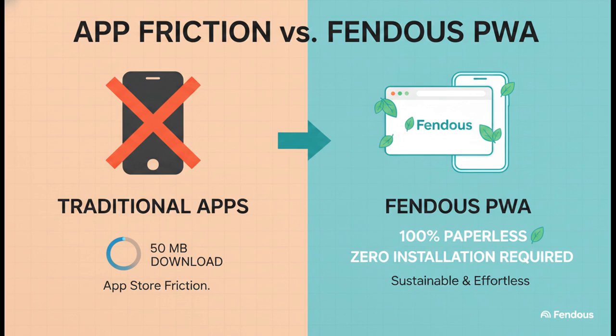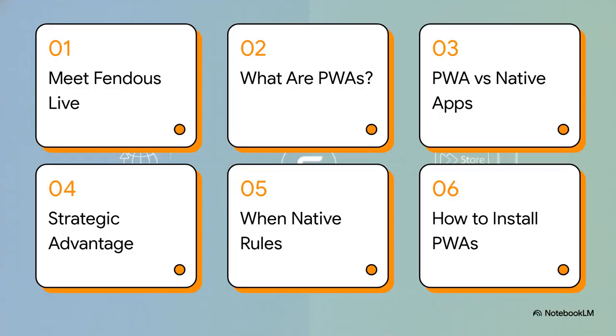I mean, think about the last time you went to a conference, stood in a crowded lobby with terrible Wi-Fi, and had to download some massive 50-megabyte app just to see the daily schedule. Fendous fixes that entirely, with zero installation required. So here's our agenda for today. 1. Meet Fendous Live. 2. What are PWAs? 3. PWA versus native apps. 4. The strategic advantage. 5. When native rules. And finally, 6. How to install PWAs. Let's get right to it.